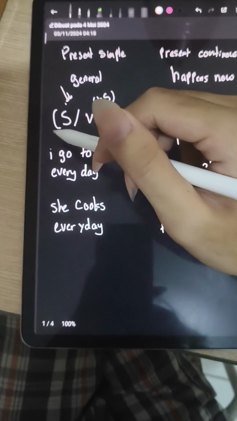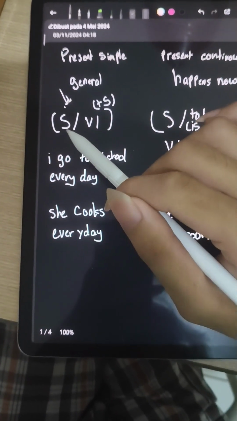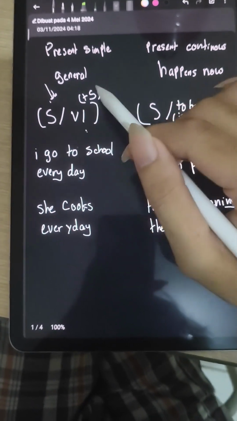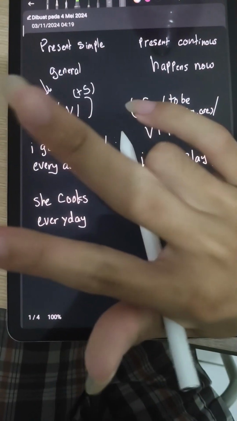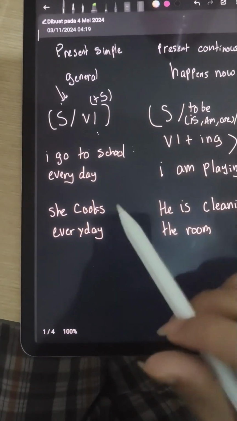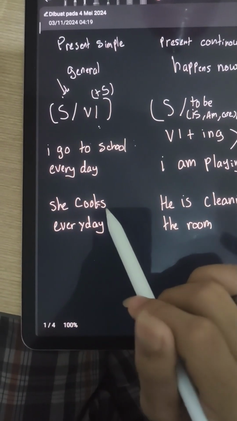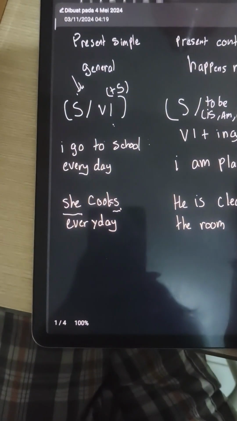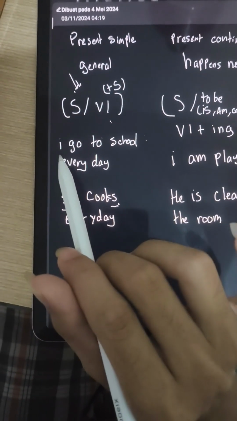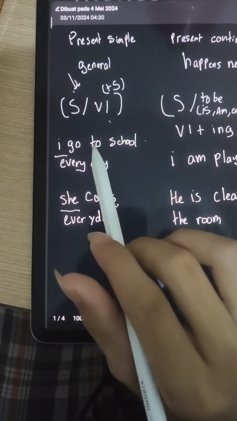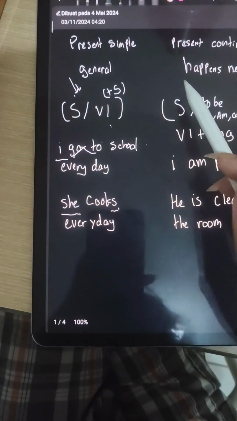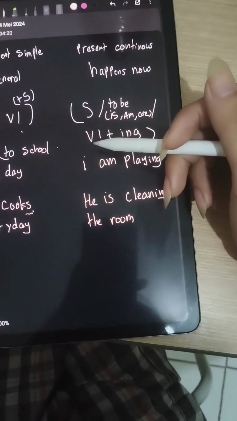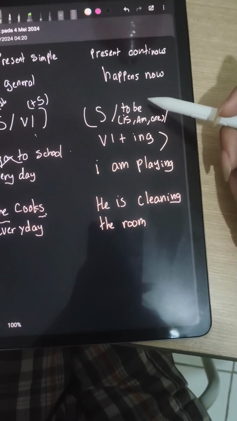So, this is the formula of present simple. Subject plus verb 1. Now, if the subject is he, she, it, you need s at the end. This is different. She cooks. You put s at the verb if the subject is he, she, it. If the subject is I, you, we, they, for example here, you don't put s at the end of the verb.